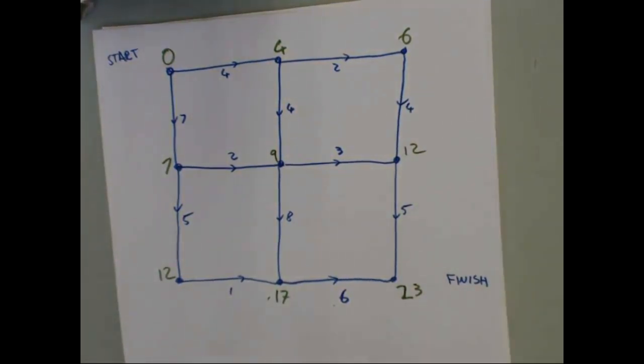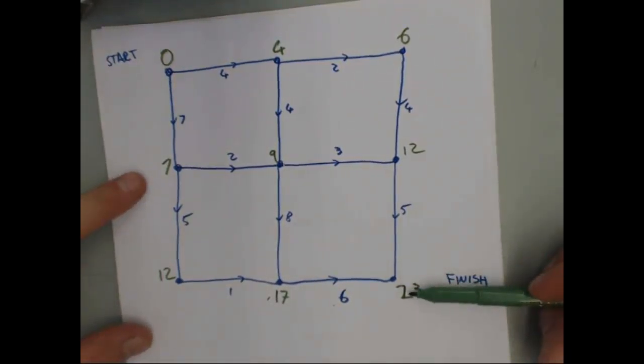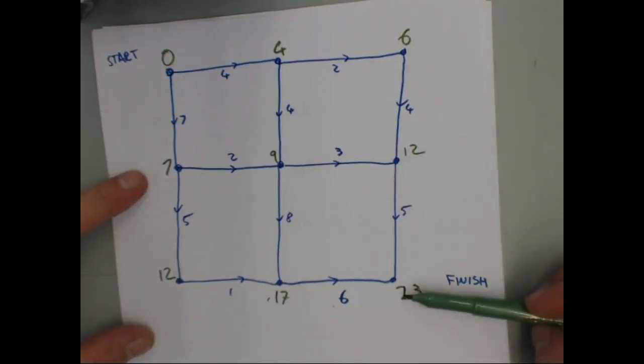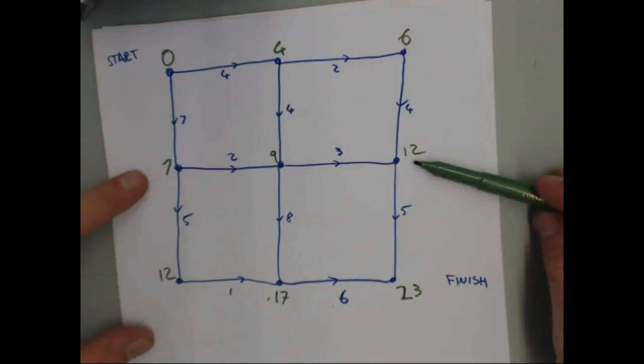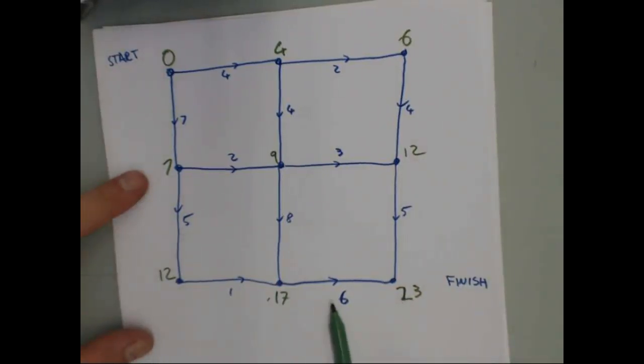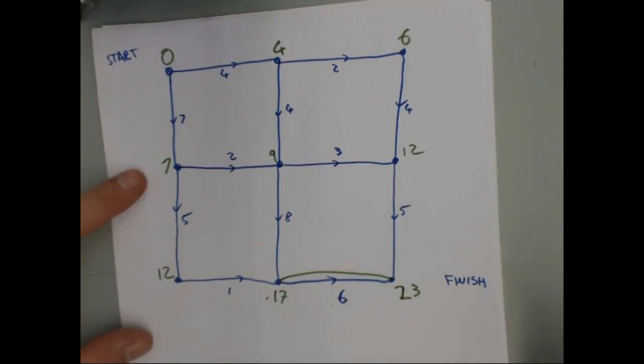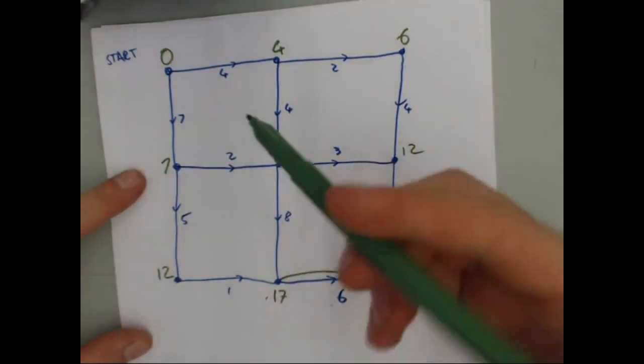So now what I have to do is backtrack through all these decisions I've made and find what the longest one was. Same as in Dijkstra's. We just go, did I get here along this node? No, because 23 take 5 is 18, not 12. But 23 take 6 is 17. So I know I travelled that node. 17 take 1 is 16, not 12. But 17 take 8 is 9.